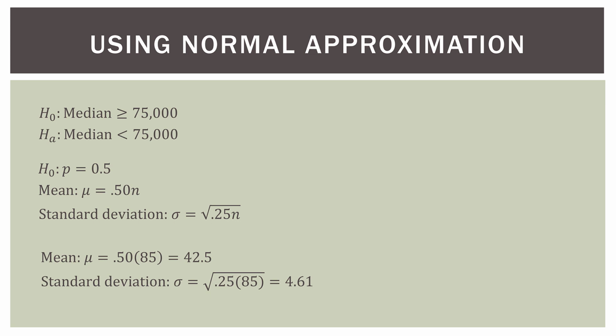Now, because we're using a normal approximation, we can use the normal distribution like we did very early in statistics. So our p-value we're trying to find, what we're saying is, what is the probability that the number of salaries that are greater than $75,000 is 34 or less? So I'm going to say that again. What is the probability that the number of salaries that are greater than $75,000 is less than or equal to 34? Remember our graphic.